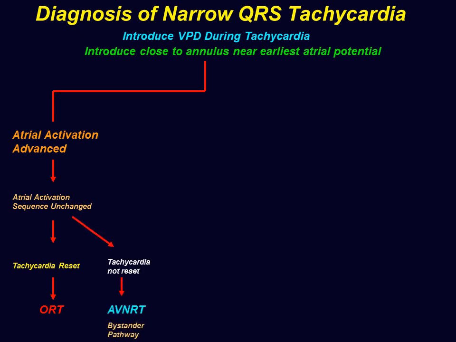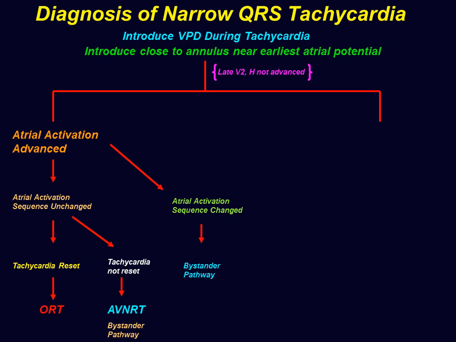On the other hand, if the tachycardia is not reset, meaning the next His is not pulled in, it could be AV node reentry with a bystander pathway. If your atrial activation sequence is altered, then also you have a totally different thing. So you clearly have a bystander pathway.